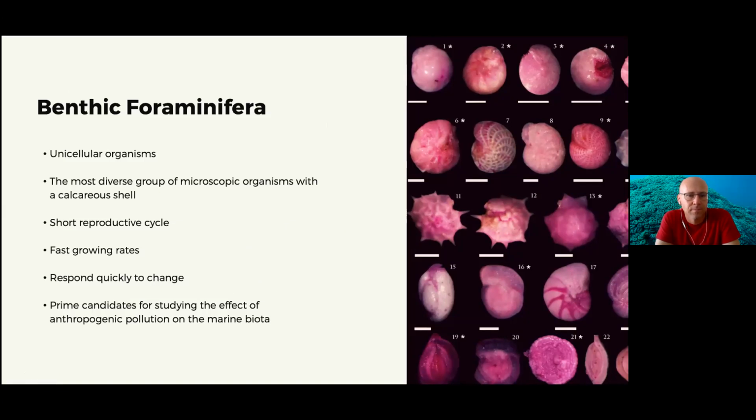Since the opening of the Suez Canal, there's been a large-scale migration from the Red Sea to the Mediterranean, including benthic foraminifera. These are unicellular organisms. They are the most diverse group of microscopic organisms with calcareous shell. They have a short reproductive cycle, fast growing rates, and they respond quickly to change. Because of all these characteristics, they are good candidates for studying the effects of anthropogenic pollution on marine organisms.